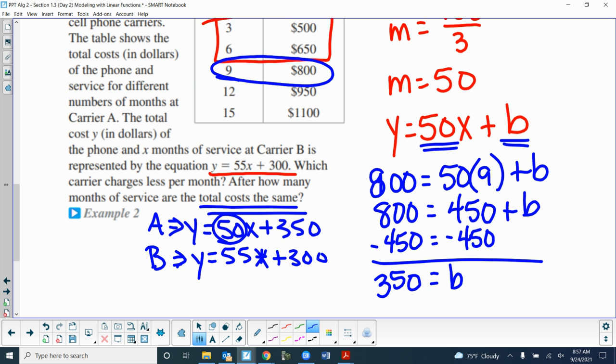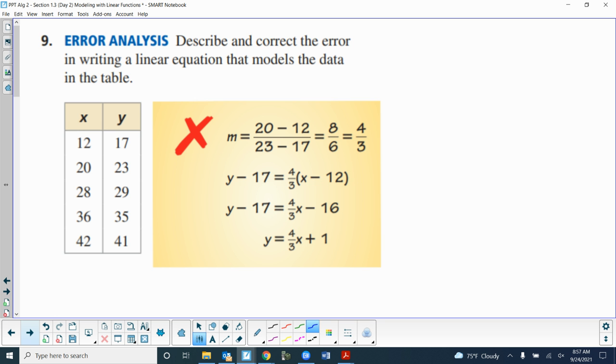Okay, 9, what was wrong with that? Caleb, what did you say? Caleb Collins? One of these is wrong. What was it? How do you find slope, Spencer? Right, it's y minus y over x minus x. What did they do? They put the x's in the top, right? And the y's in the bottom. They flipped it. Okay.